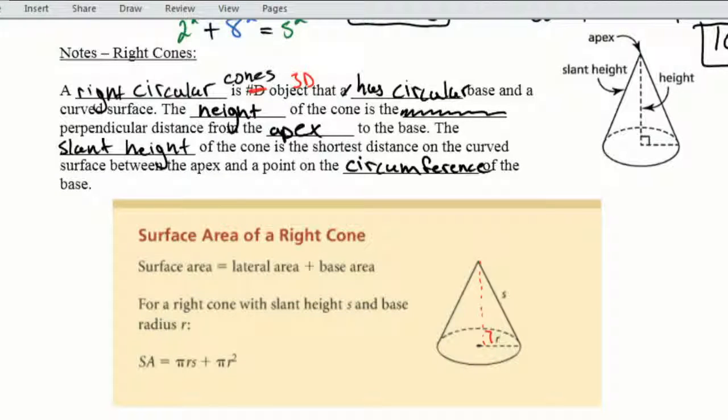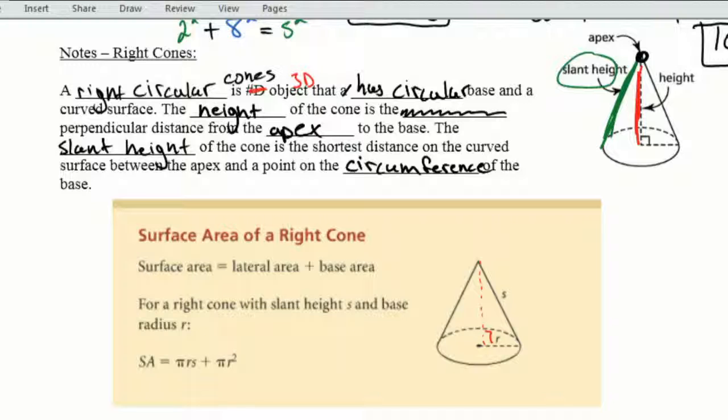So I'm throwing a lot of words at you here. You can see the picture over on the side here. We have the slant height, which is the green line there. The apex, the point at the very top. We have the height, which is that line in the middle from the apex to the center of that circle.